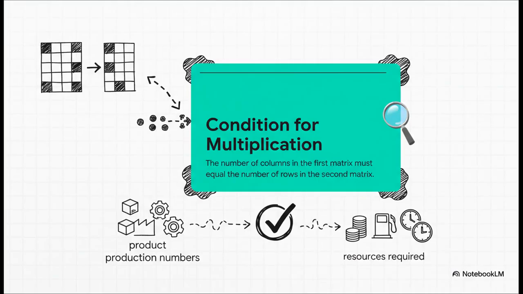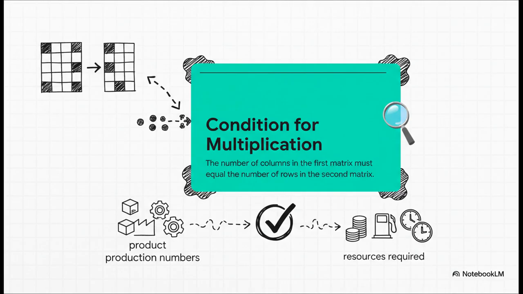Okay, this first rule is the absolute non-negotiable gateway to matrix multiplication. Before you even think about starting a calculation, you have to perform this check. It's called the compatibility condition. The number of columns in your first matrix must be equal to the number of rows in your second matrix. Now, why is that? It's not just some arbitrary rule. It's the mathematical guarantee that the 2 data sets you're trying to combine actually have a logical connection. In our business problem, this rule makes sure that the products column in our production plan lines up perfectly with the products row in our resource list.